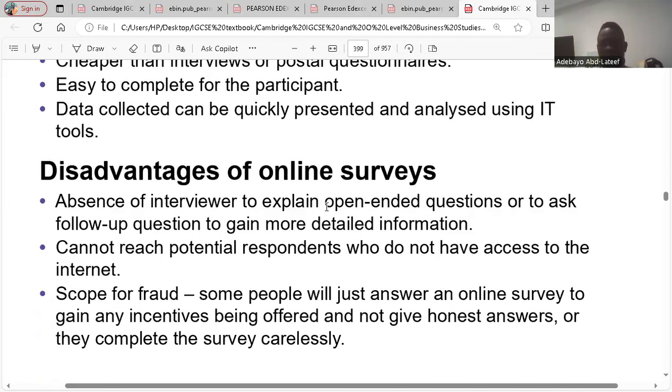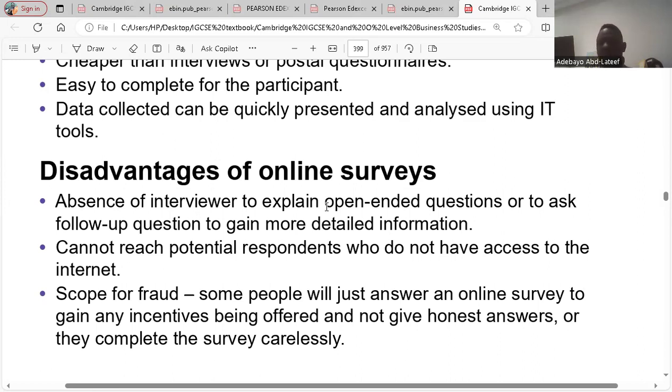Then what are the problems about online surveys? One, absence of an interviewer to explain open-ended questions or to ask follow-up questions to gain more detailed information. So that means the interviewer is not there. It's only the respondent and the computer, so the questions are limited and you won't be able to ask questions. If you need to seek clarity, especially for open-ended questions, you won't be able to because the interviewer is absent. Two, you cannot reach potential respondents who do not have access to the internet. So it's limited to those who have access to the internet. That's another problem.